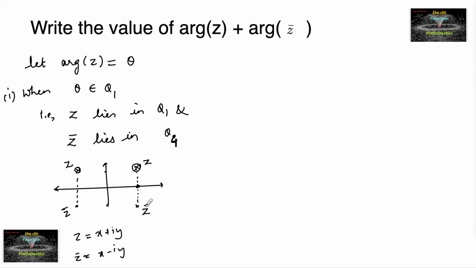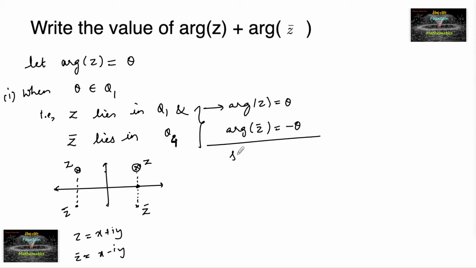If it is in the fourth quadrant, then its conjugate will be in the first quadrant. So if z lies in quadrant 1, then z bar lies in quadrant 4, so the argument of z will be taken as theta, then argument of z bar, since it is in the fourth quadrant, we'll take minus theta, so that the sum, argument of z plus argument of z bar, is equal to 0.